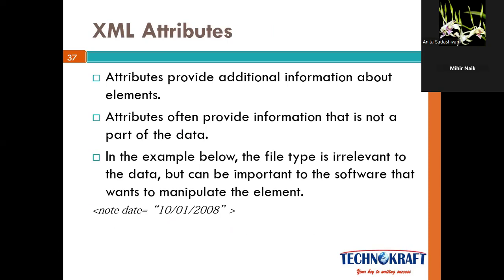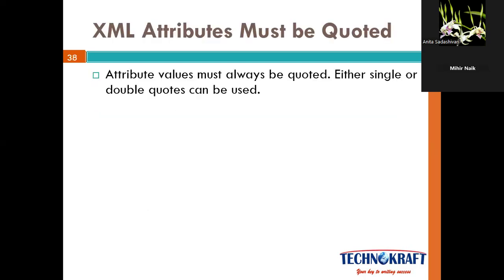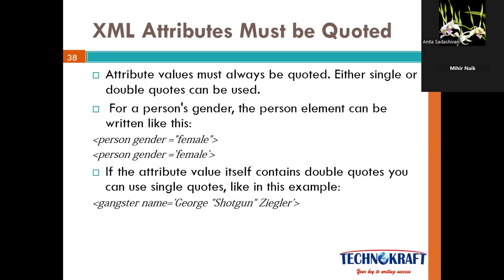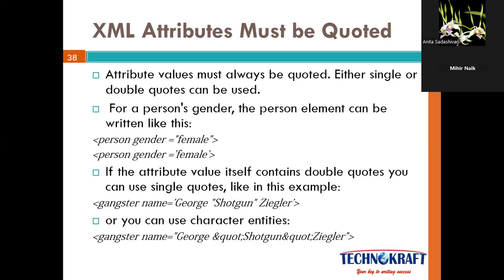Attributes. Attributes provide additional information about elements. Attributes often provide information that is not a part of the data. In the example below, the file type is irrelevant to the data, but can be important to the software that wants to manipulate the element. Attribute values must always be quoted.